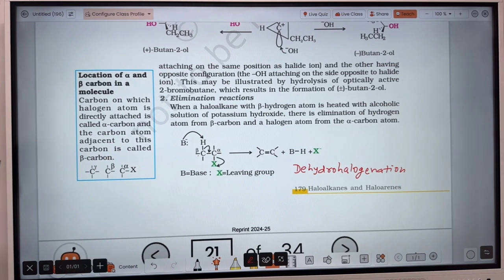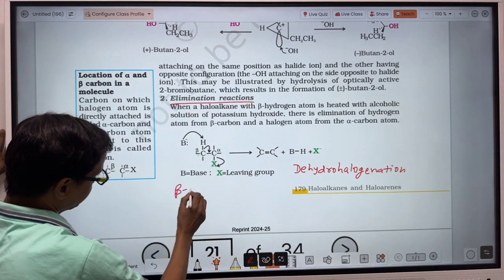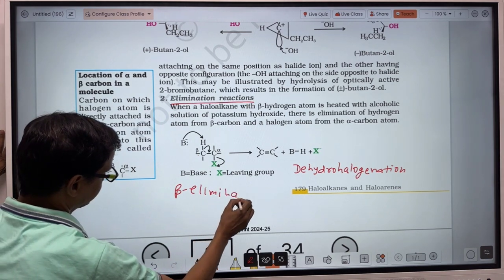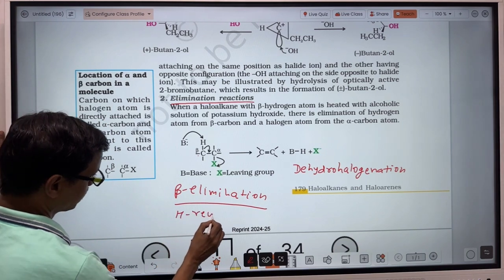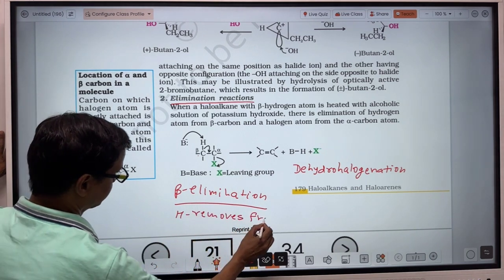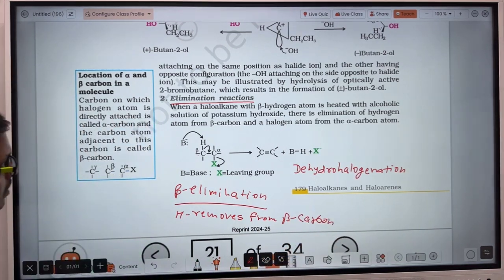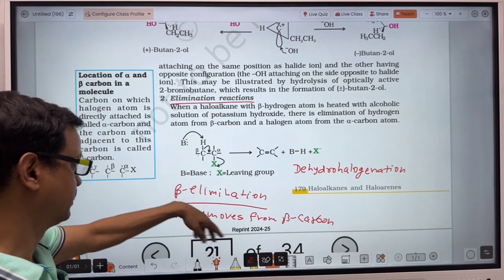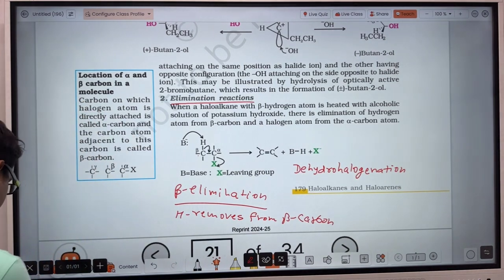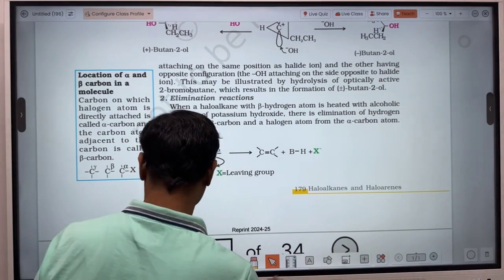So elimination reaction in haloalkane is a type of beta elimination because hydrogen is removed from the beta position. So what happens during the reaction? Let's see.